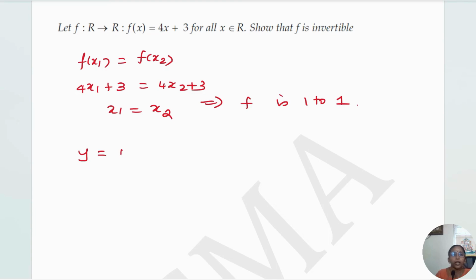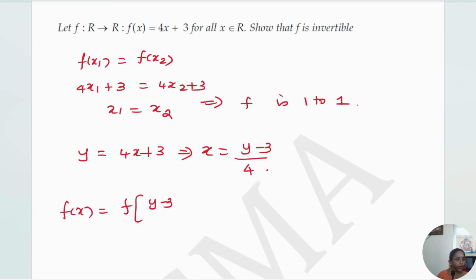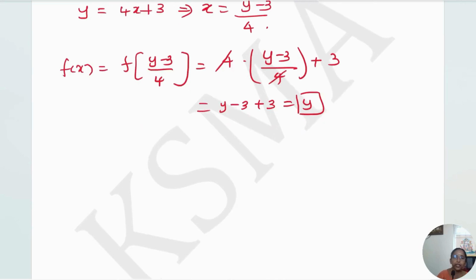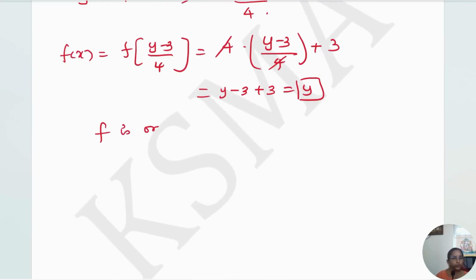Now you have to give your data. f(x) is nothing but y = 4x + 3. Solve for your x value: x = (y - 3)/4. Now f((y - 3)/4) = 4 times (y - 3)/4 plus 3. Cancel, so y - 3 + 3 equals y. The left side is y and the right side is also y, so f is onto. Thus f is one-to-one and onto, and therefore invertible.